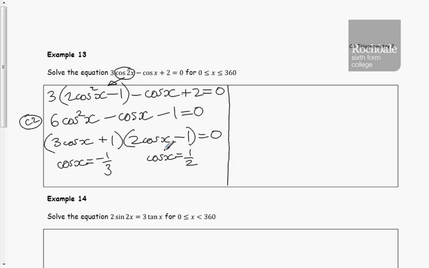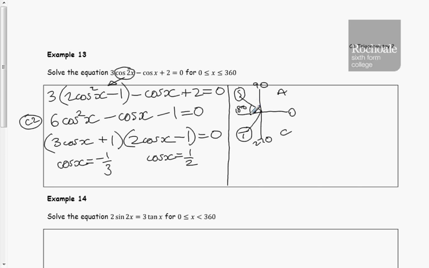So two possibilities here. I need two cast diagrams. First of all, let's do cos x equals minus a third. So here's the cast diagram. This question's in degrees, so I put in degrees on my cast diagram. Right, if cos x is minus a third, that means the solutions will lie in T and S. Those are the only places where cos is negative. So draw the line on there.